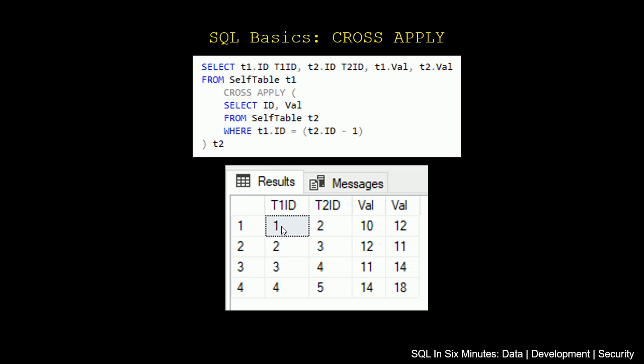We see that table 1 ID here is 1, but table 2 ID is 2. And we see 10 and we see 12, these two different values. So again, we can take the difference and calculate the percent difference between those. These are examples of where we can use cross-apply. Cross-apply can be very useful in some of these situations.